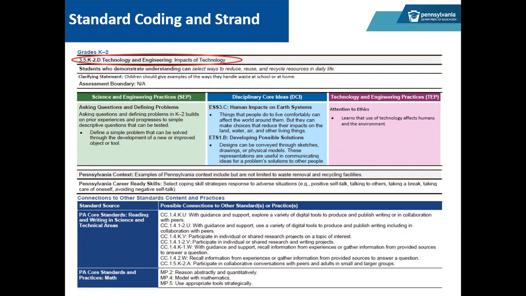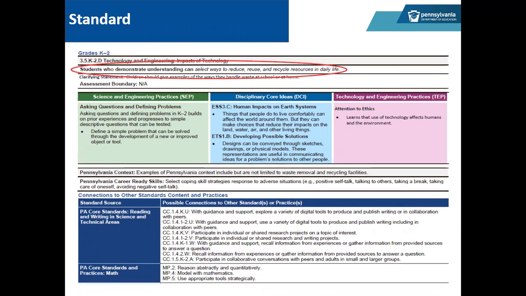And the fourth character represents the standard, D. Also included on this line is the name of the content area, technology and engineering for this example, and the strand the standard falls within, which is impacts of technology. The next line of the foundation box displays the standard. This standard is looking at students who demonstrate understanding, who can select ways to reduce, reuse, and recycle resources in daily life.